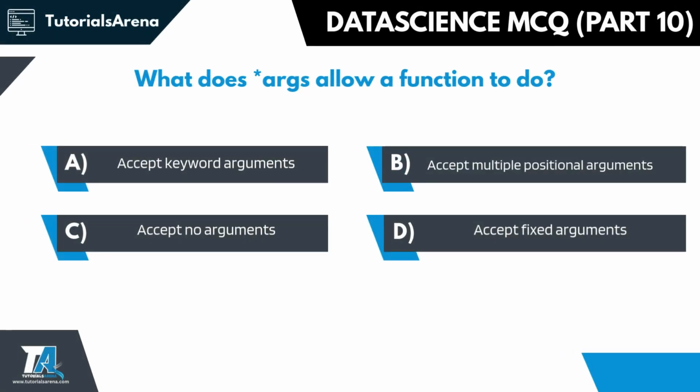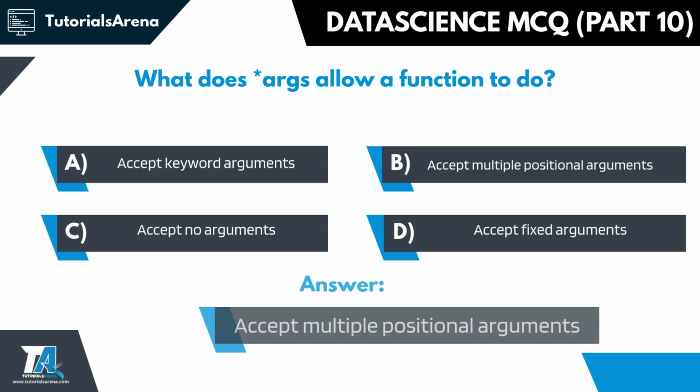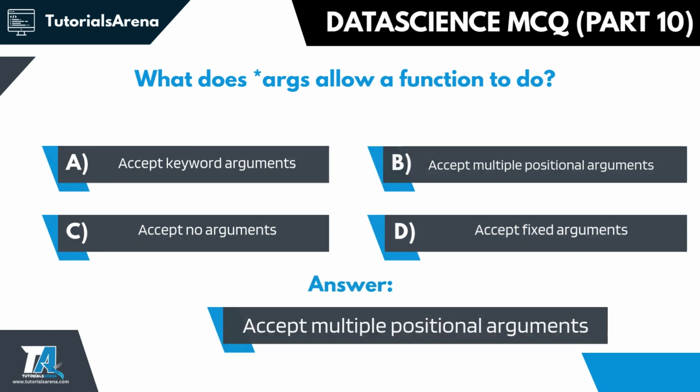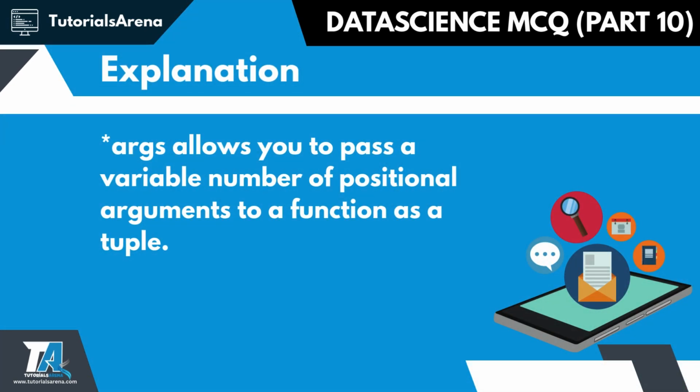What does *args allow a function to do? The correct option is option B, accept multiple positional arguments. *args allows you to pass a variable number of positional arguments to a function as a tuple.